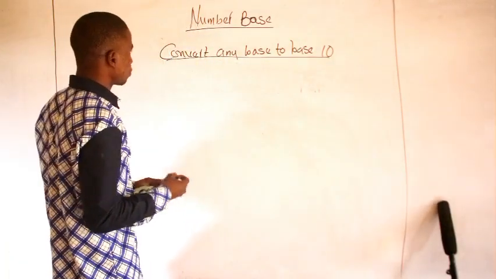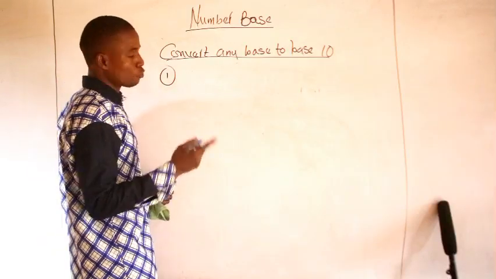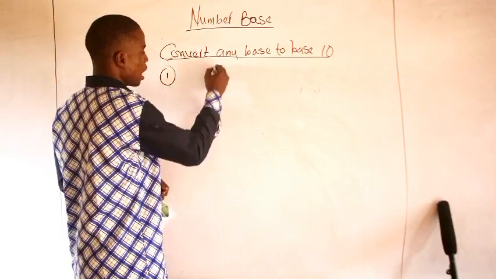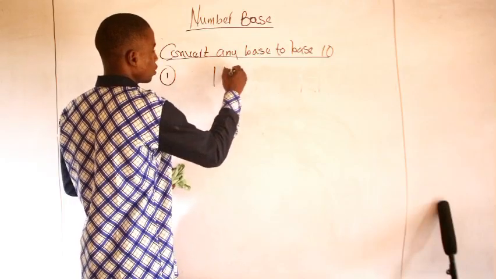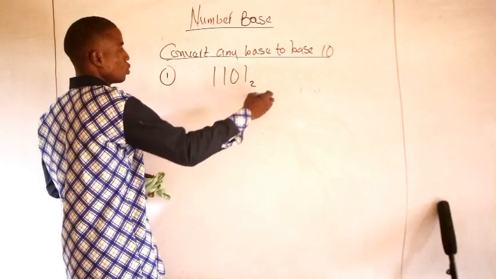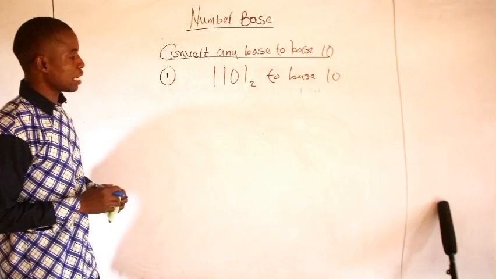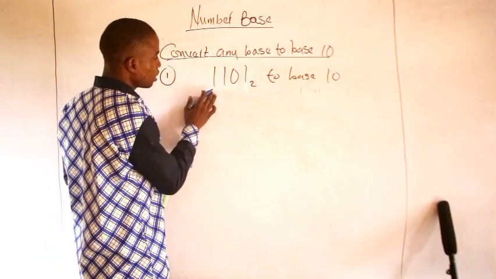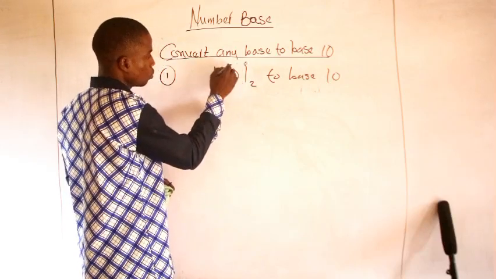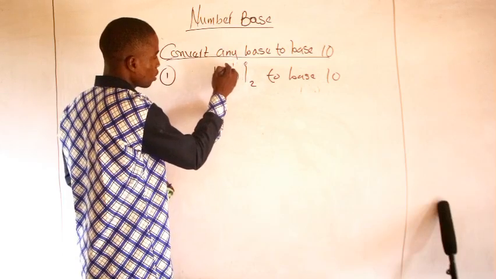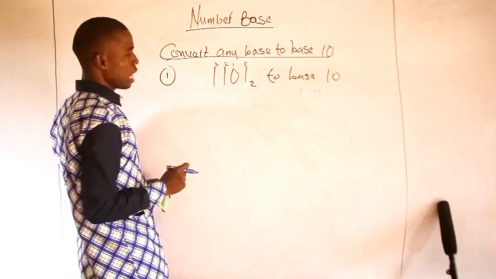Now let us look at number 1. We are converting this binary number. I've told you that binary number means base 2. Like 1 1 1 1 1 1 1 0 1 1 0 1 base 2 to base 10. We are converting this one to base 10. How can we do that? Just start from 0 on the first number, after 0, 1, 2, 3. You start 0, 1, 2, 3.